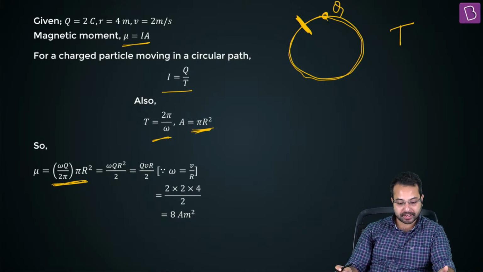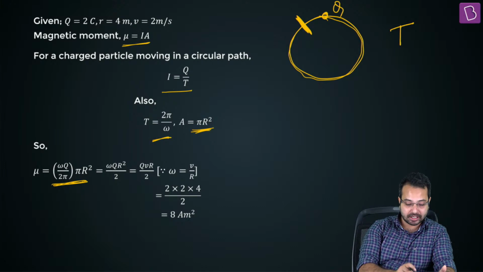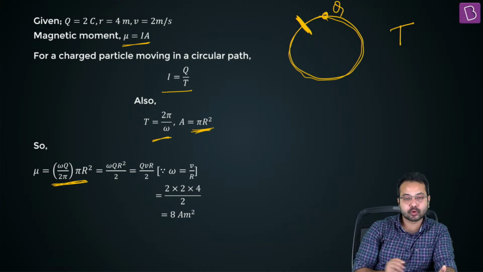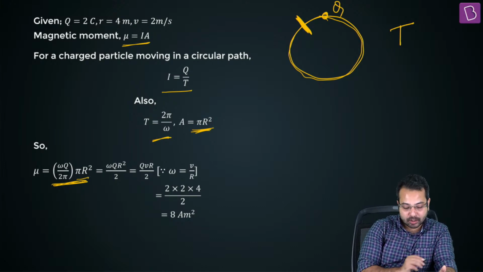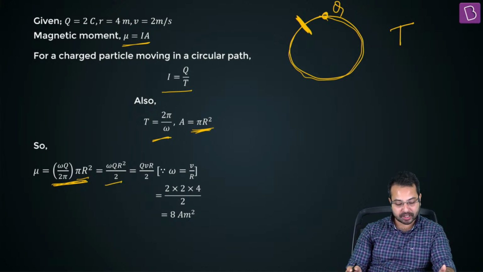So this is going to become omega q upon 2 pi. I'm substituting q upon t. So this is going to become omega q upon 2 pi, and then multiplied by the area, which is pi r square. So we are going to get omega q r square upon 2.